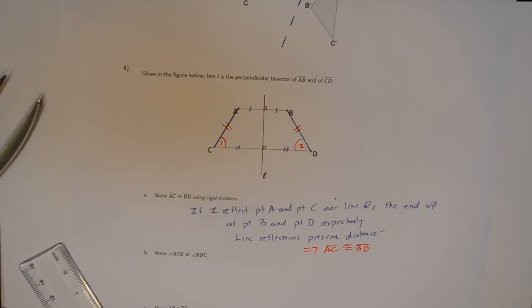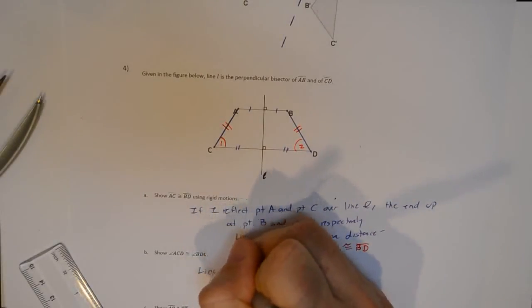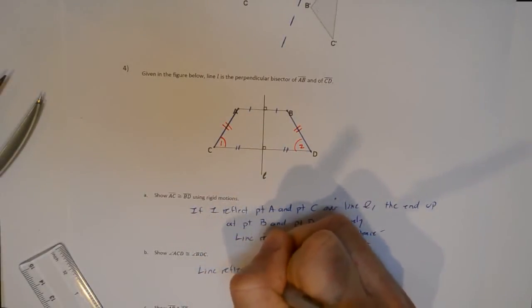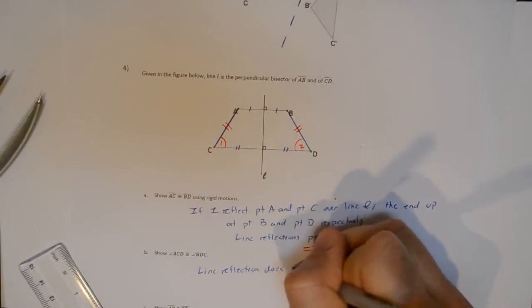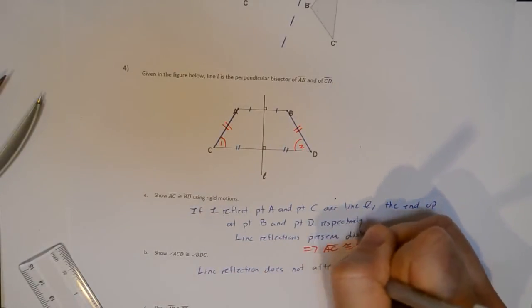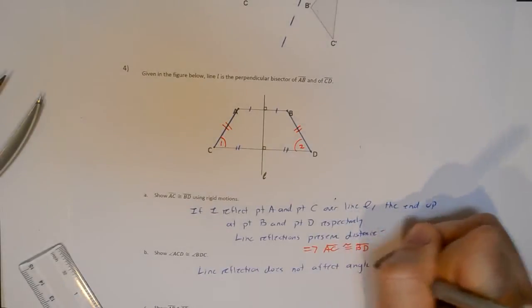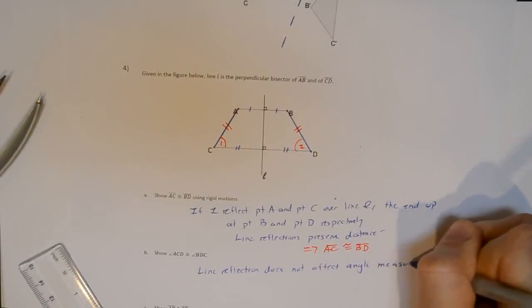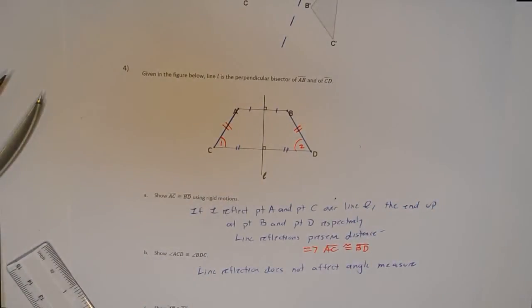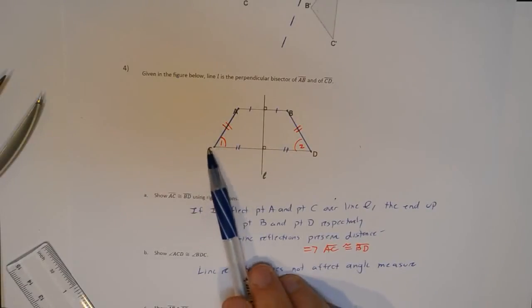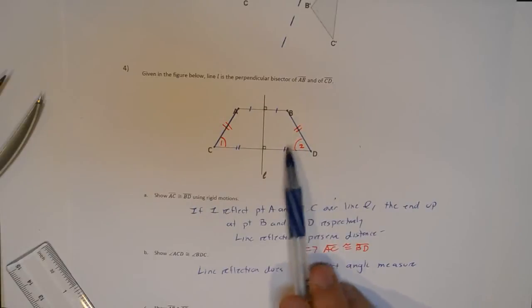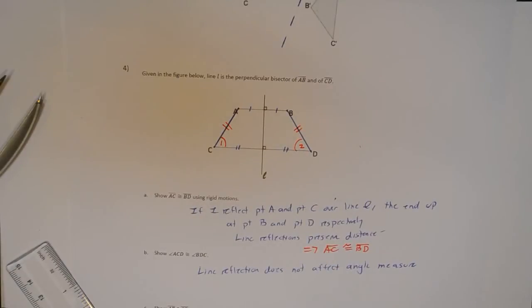But I think what they're looking for is the fact that a line reflection does not affect angle measure. So if a line reflection does not affect angle measure, then that means that any of the angles in the picture before the reflection will be in the picture after the reflection and congruent to their images. So clearly angle 1, the image of that is angle 2 after that line reflection, so we're okay there.